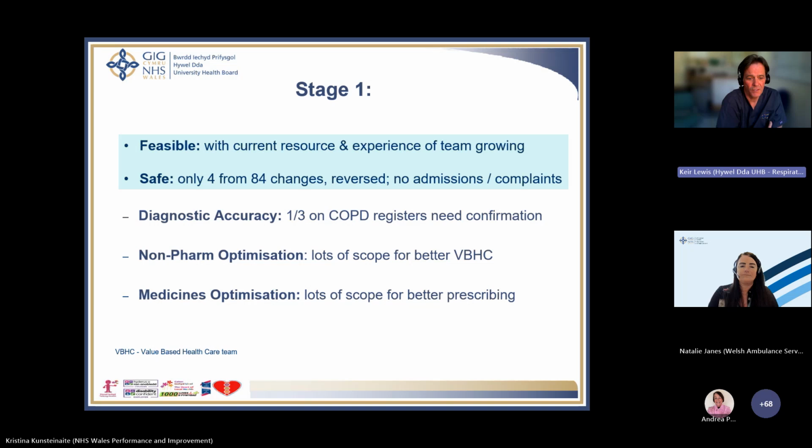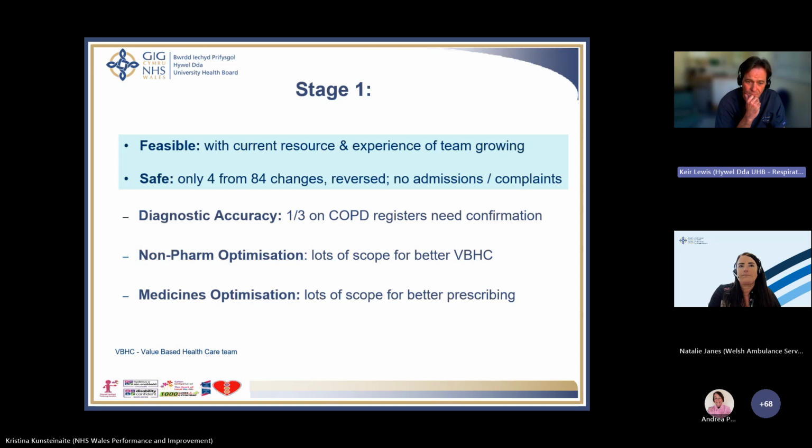So we published on this, we put it through peer review, we showed it was feasible, it was safe. Only of the 84 changes we did on that first 150 patients, only 4 were reverted back where the patients wanted to go back to their normal inhalers or their previous inhalers. They didn't like the new inhalers that we recommended. But 80 of the changes, vast majority, were maintained.